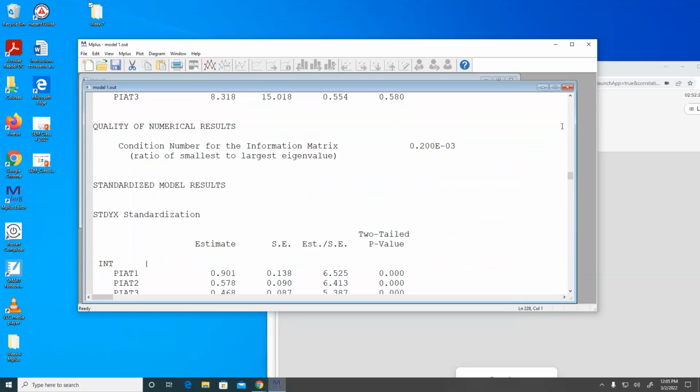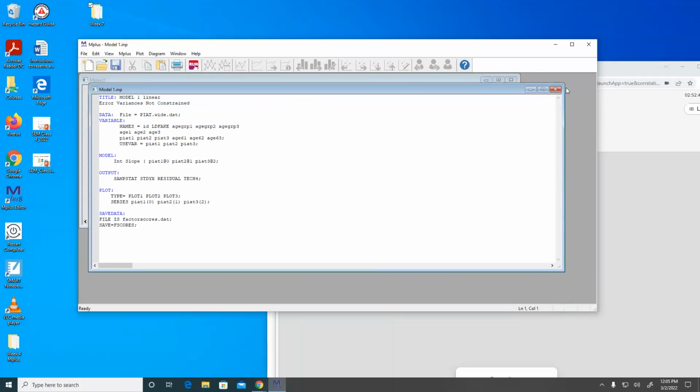Okay. Now, what if I wanted to constrain the error variances to be equal? Maybe I'm going to skip that one because you know how to do that, right? It's not that interesting and it doesn't fit as well.